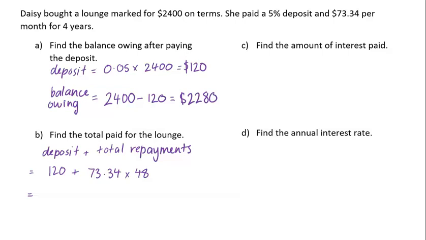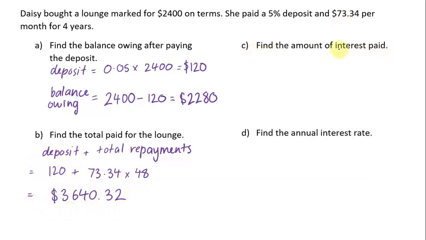So that gives us $3,640.32. That is the total amount that Daisy is paying for the lounge. The deposit that she paid at the beginning and all of those repayments together. So this is the total paid for the lounge.